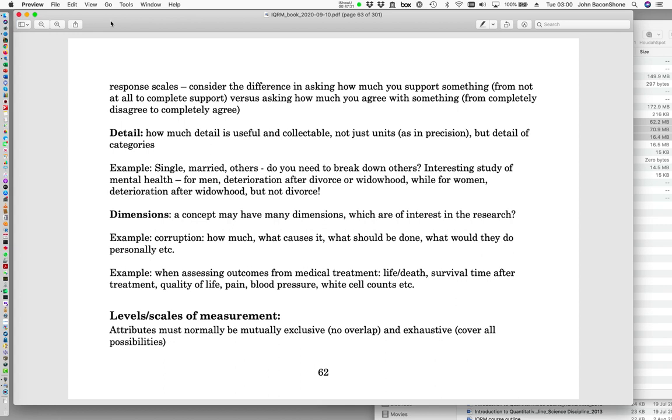I can only choose one response. Exhaustive means there is always a response which I can choose. Okay? So we're going to assume for simplicity that we have this mutually exclusive and exhaustive. There are situations where you may want a scale to allow multiple responses, but we're going to leave that aside for the moment.